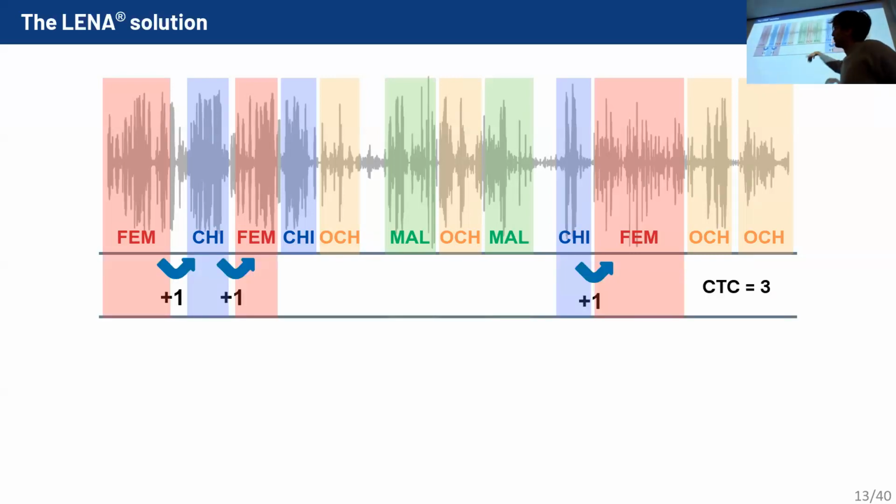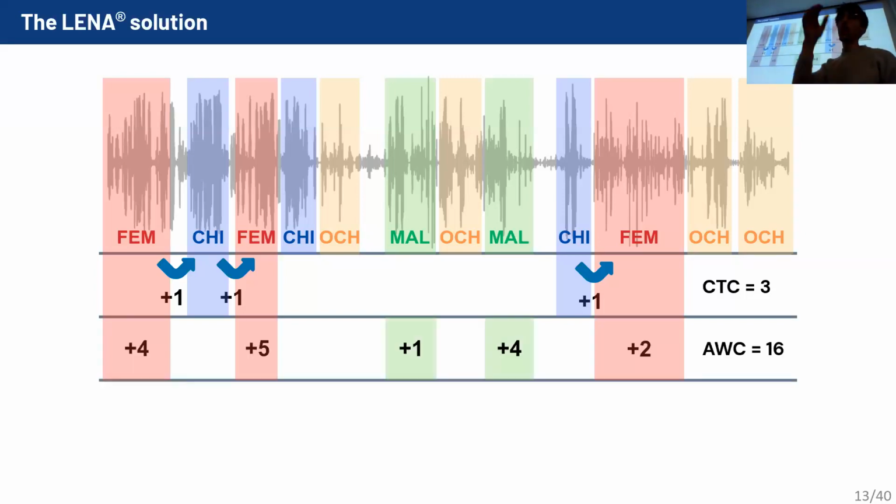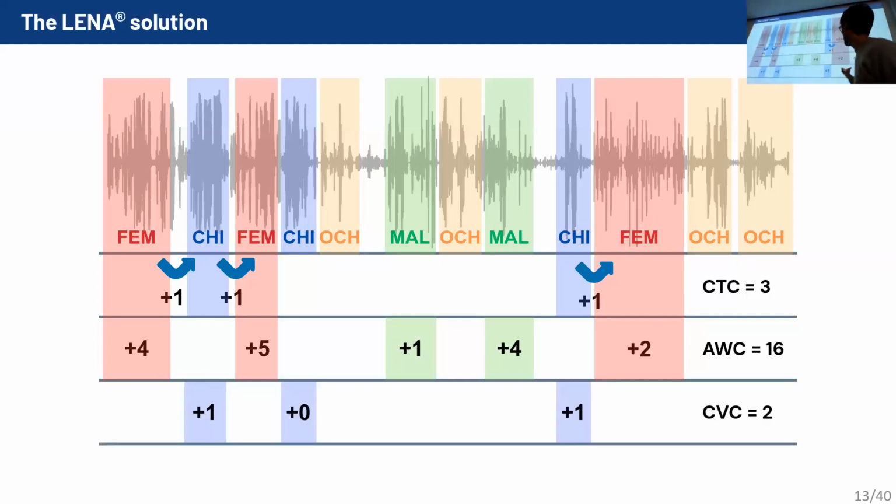From this segmentation, they derive what they call conversational turn count, which is the number of turns between an adult speaker and the key child. Then there is a third step that estimates the number of words produced by adult speakers, AWC for adult word count. And then a last step that counts the number of speech-like vocalizations produced by the child, filtering out cries, laughs, and so on.